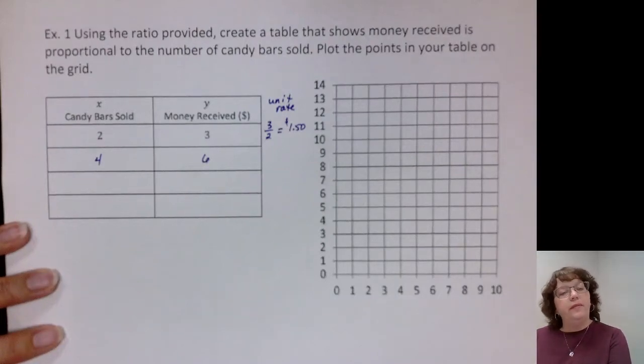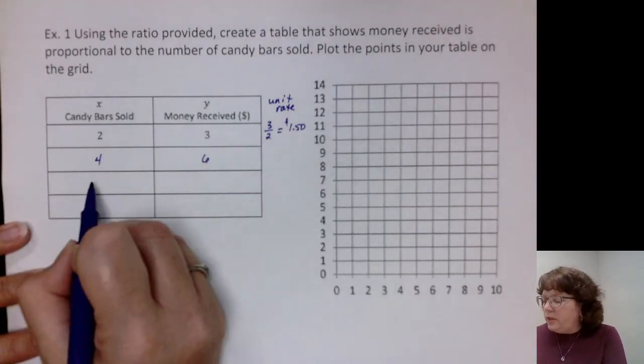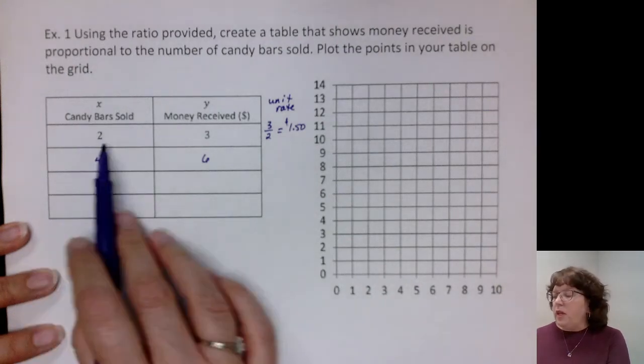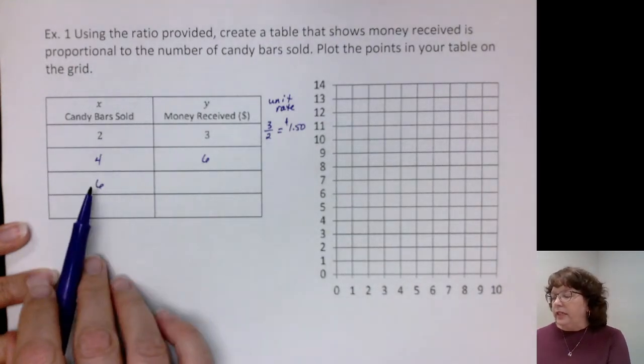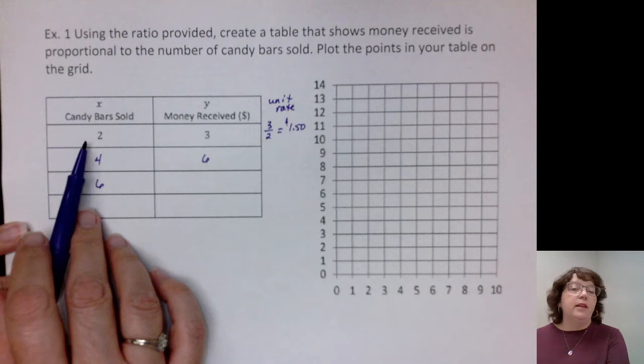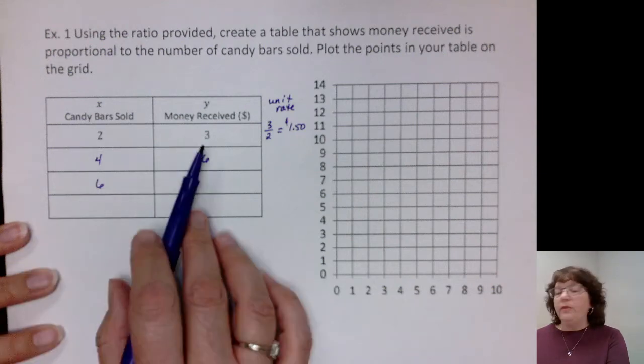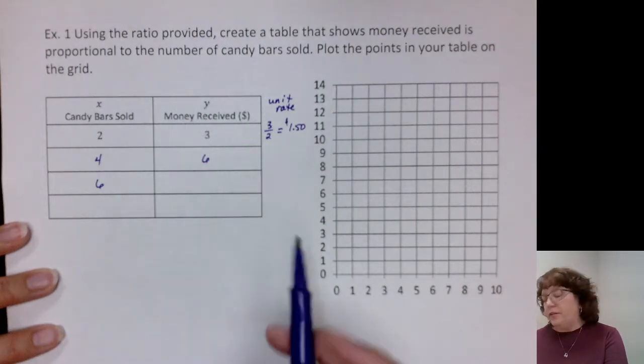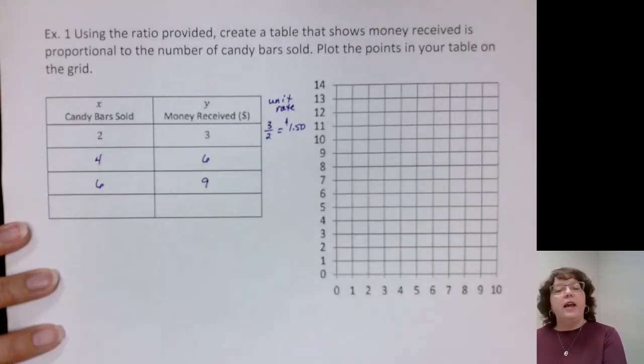Very good. Okay, so what if he sold 6 candy bars? Same process. We can do 6 times 1.5, or we can get a little bit creative on this one and say, well, if 2 candy bars cost $3, 6 is 3 times the amount of candy bars sold, so it would be 3 times the amount of money that he received. And 6 times $1.50 is indeed $9.